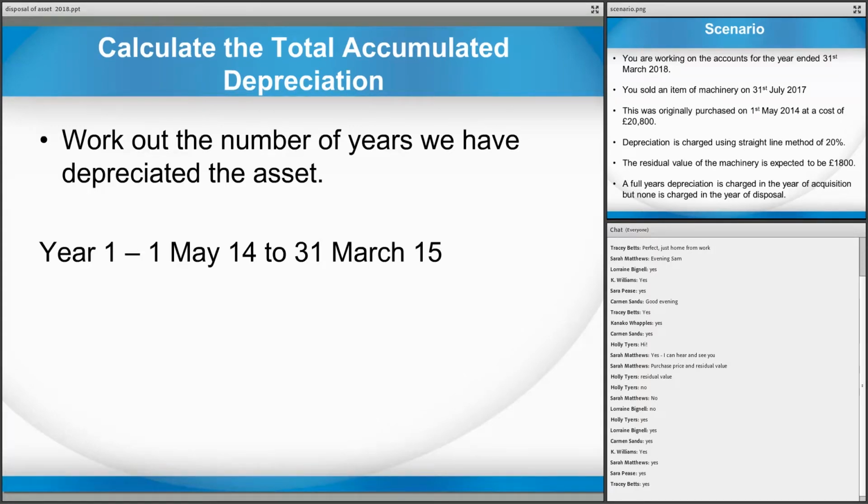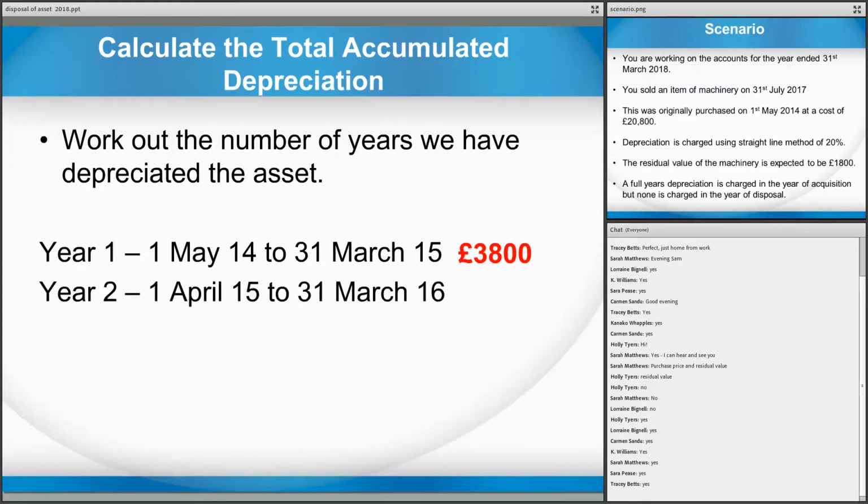So we're working out. So we've got year one. We bought it on 1st of May, okay? As year end runs to 31st of March. Okay, so we've got 1st of May to 31st of March. So that's going to be the first year that we charge 3,800.